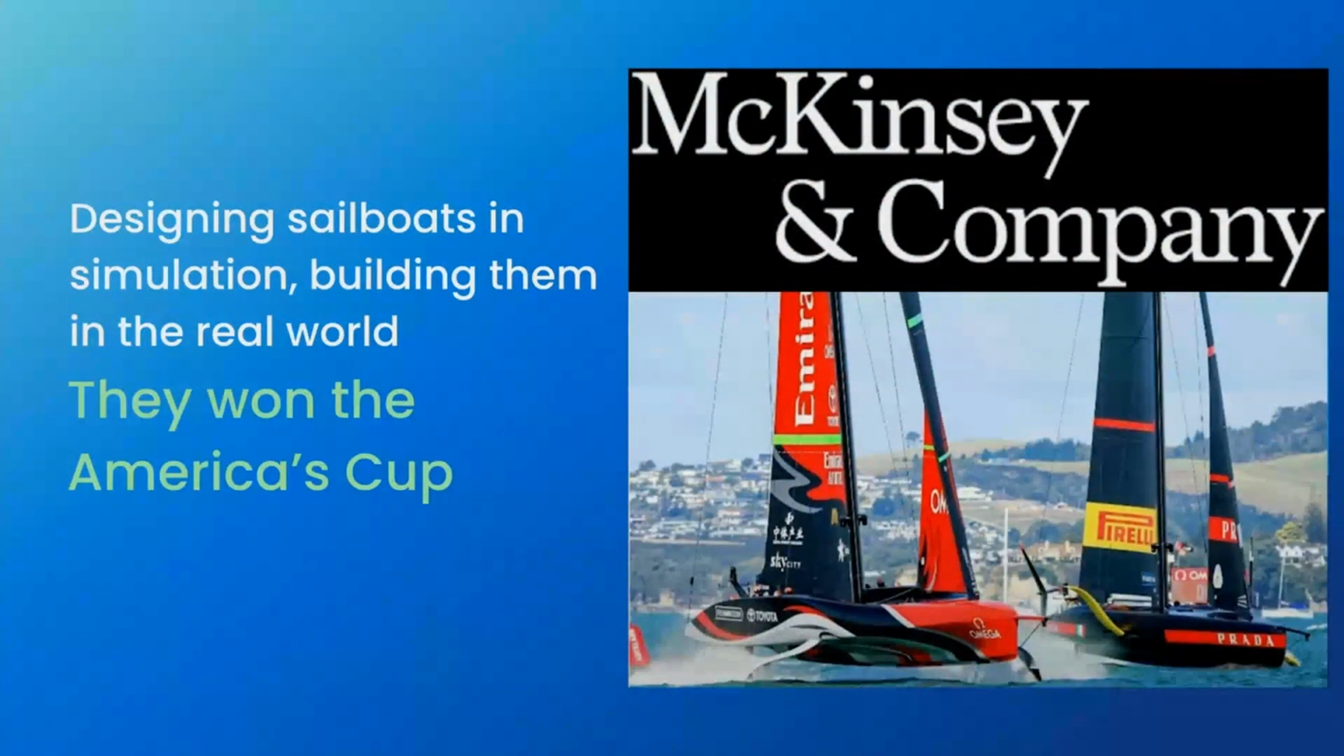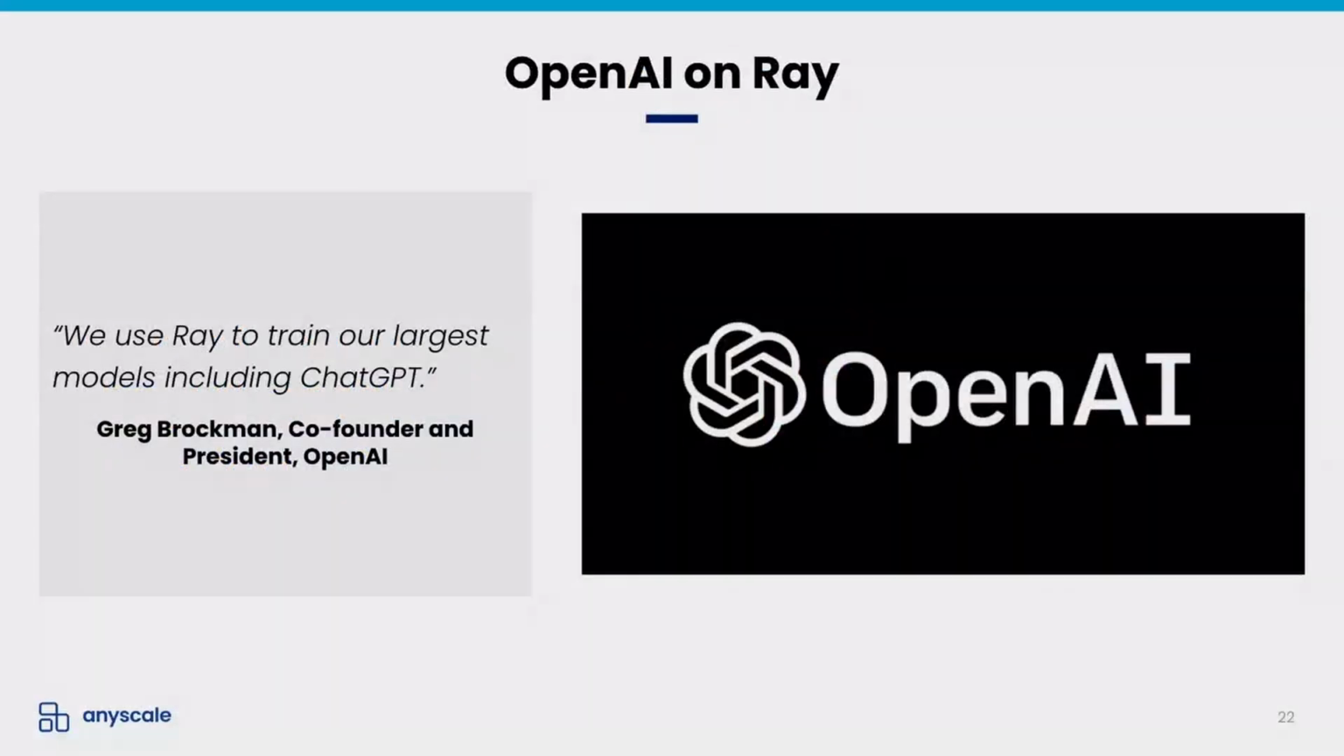Quantum Black from McKinsey & Company uses Ray to run simulations. They designed sailboats using simulations, and they used Ray to scale their simulations. And they won the America's Cup with their sailboat.